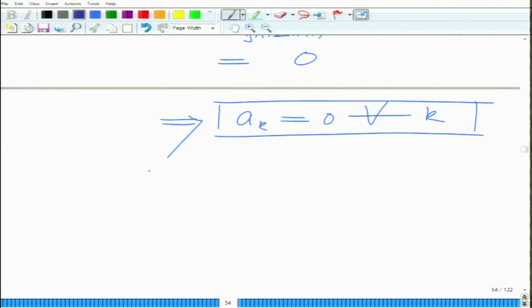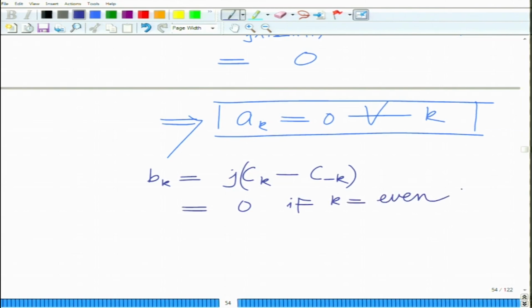Okay. Now, let us then look at what is b k. Now, b k is basically, we know the relation for b k, that is j times (c k minus c minus k), which is once again equal to 0 if k is even, because remember again, if k is even, c k is 0, c minus k is 0. So, b k is also 0.